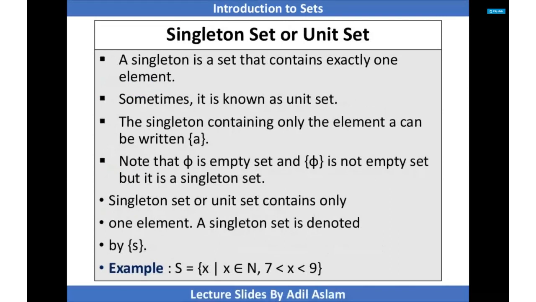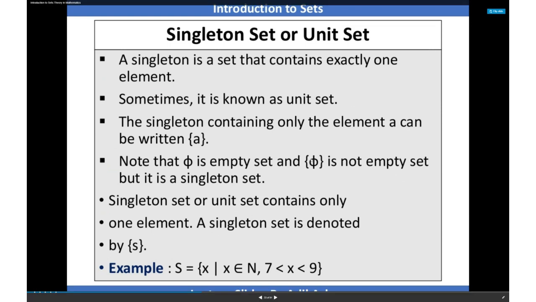The next one is just the one we've talked about, the unit set or singleton set. It is a set that contains exactly one element, and the representation is provided there. So you can use the representation of this, or you can just put the element inside there.